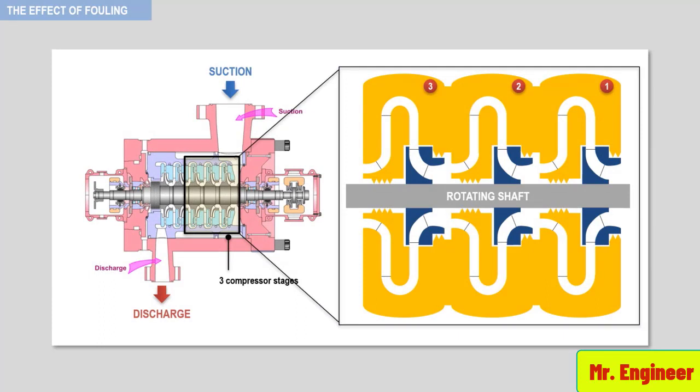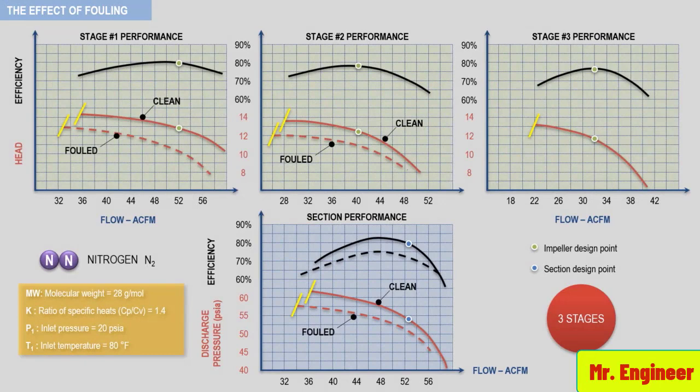Fouling can occur in all stages, only the first stage, or in any combination. The overall effect of fouling on compressor performance will be the cumulative effect of deterioration in each stage. The following figure shows an example of fouling in the first and second stage of a three-stage centrifugal compressor, as well as the impact of fouling on the overall section performance.